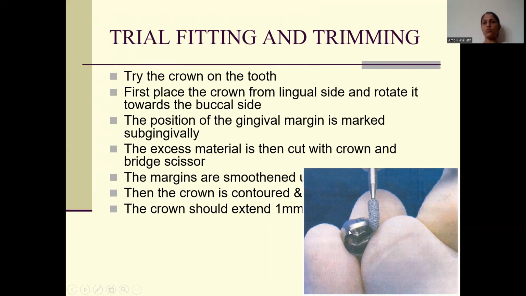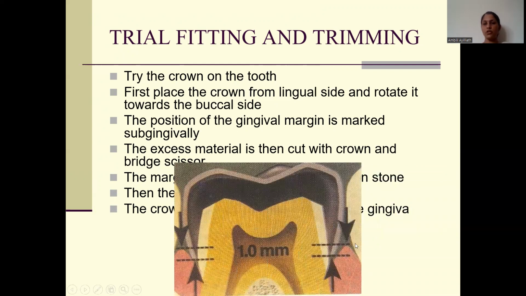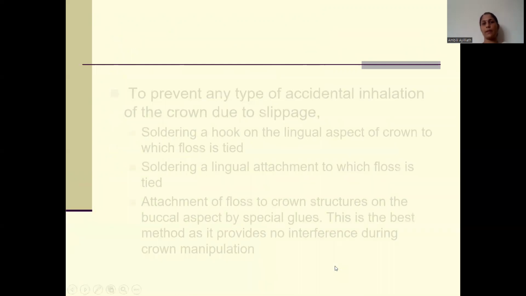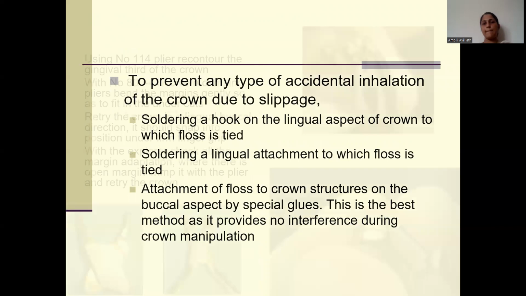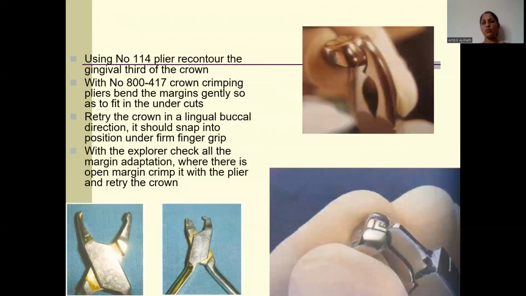We festoon the crown according to the gingival margin contour. This is how it should be, 1 mm into the gingival sulcus. Otherwise, it's going to cause blanching of the gingival tissues. Once you feel that it has gone 1 mm into the gingival sulcus, then we go for contouring and crimping of the crown.